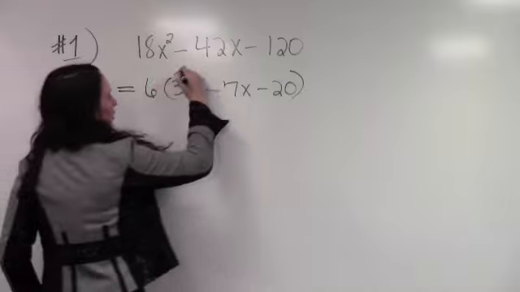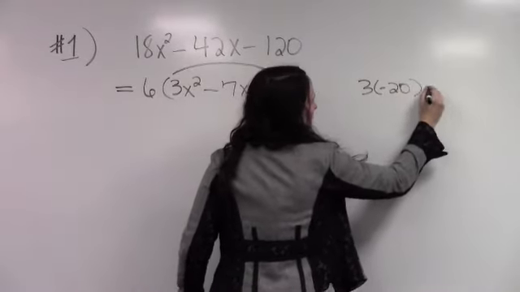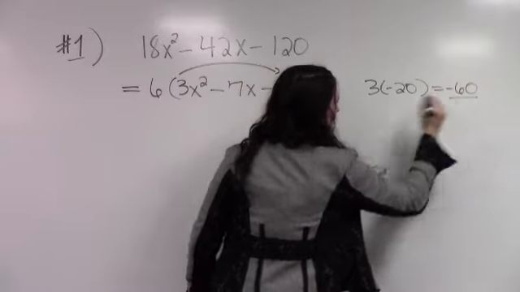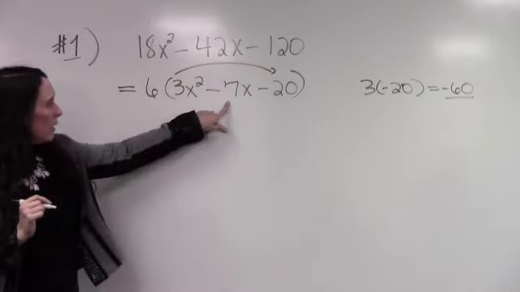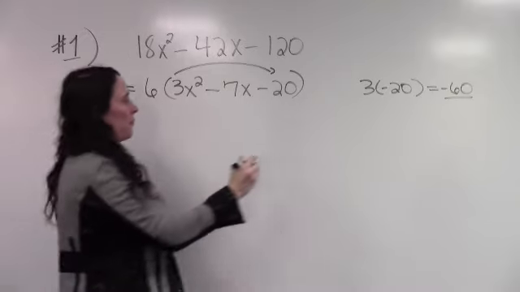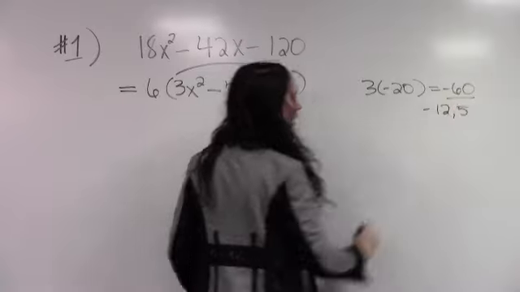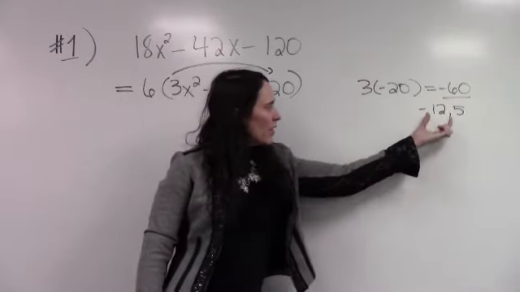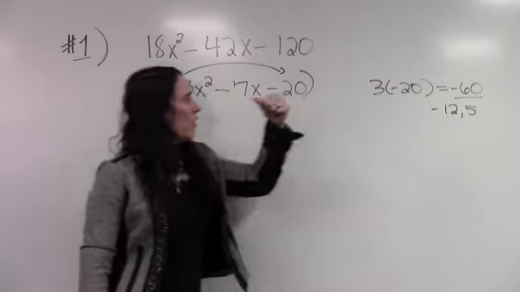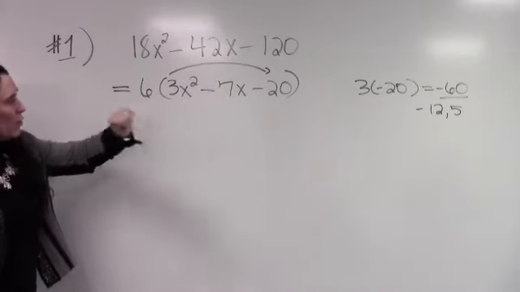So we're going to look at 3 times a negative 20, which is a negative 60. So are there any factors of a negative 60 that would add to give me a negative 7? Okay, a negative 12 and 5. Let's double check our signs. Since that product's negative, it tells me the signs have to be different, so that's good. They're also going to have to add to give me a negative 7, and those two numbers do.